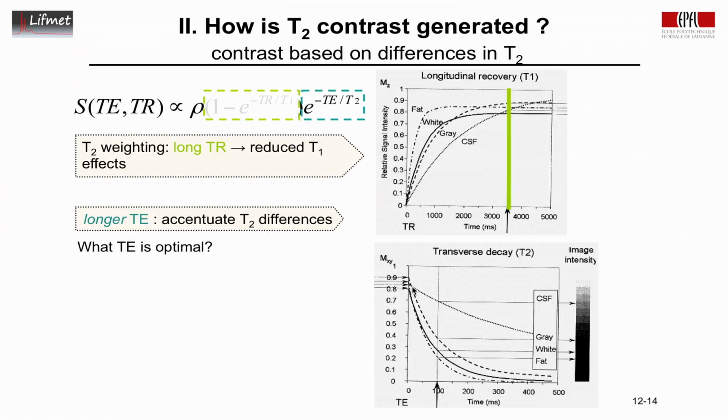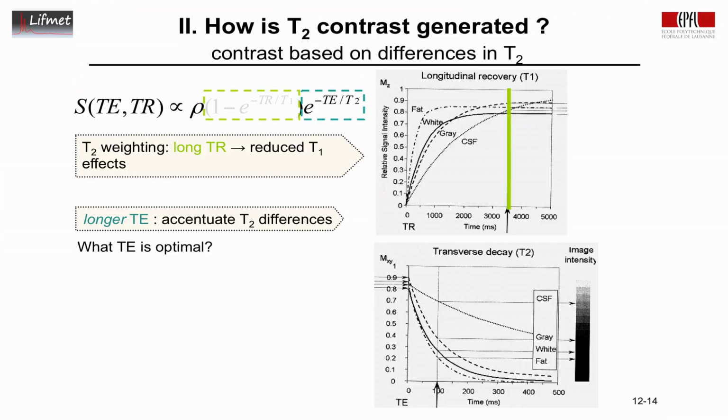And now the issue is what is the optimal TE that we will be using here to accentuate the T2 differences. And clearly if we use a TE equals 0, we have no differentiation of the T2 differences.